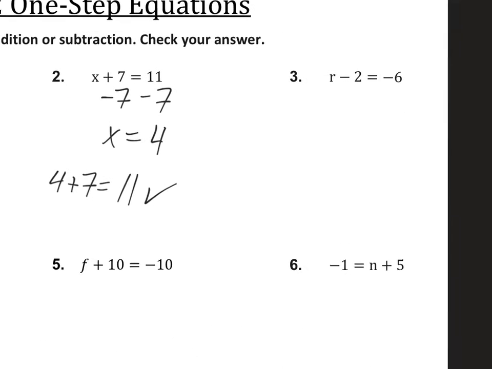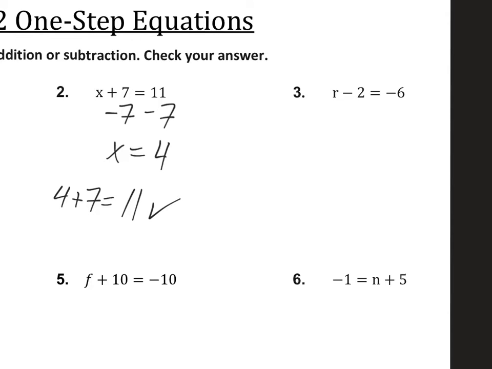Next one, r minus 2 equals -6. How am I going to get rid of that -2? I'm going to add it to both sides. So +2 plus 2. One thing that I suggest is later when we get to harder or more complicated problems, maybe make a dashed line or something that goes through the equal sign so you remember where you're sitting at. So these two are going to cancel. This r comes down to the bottom. -6 plus 2 is -4.